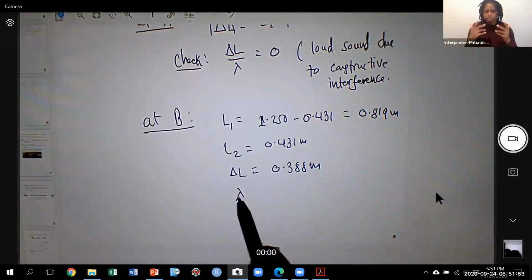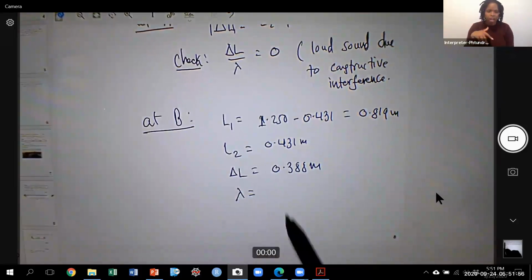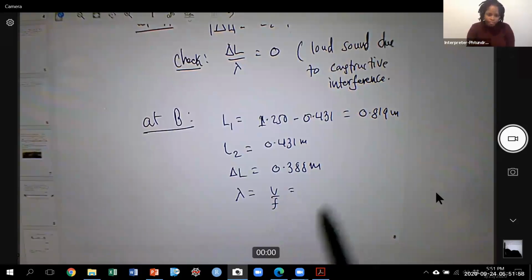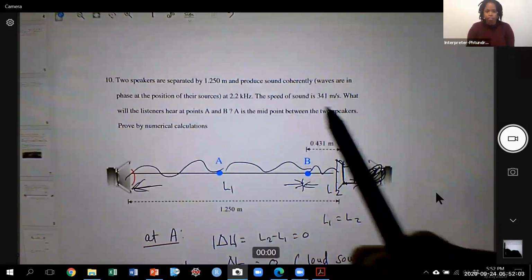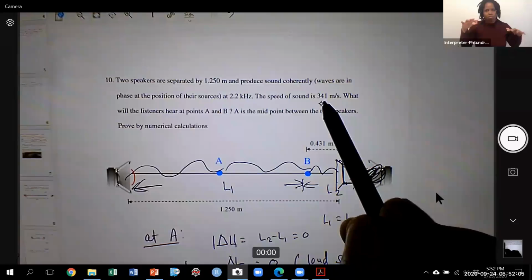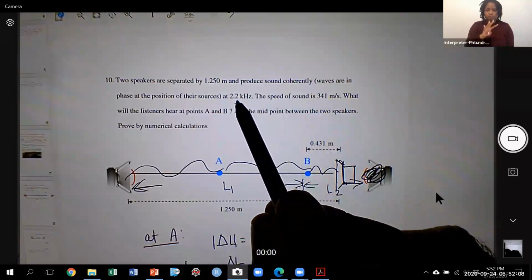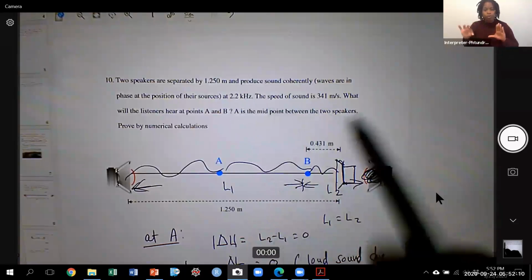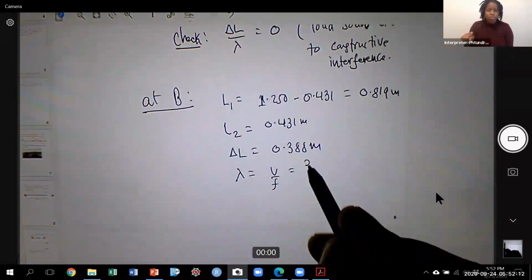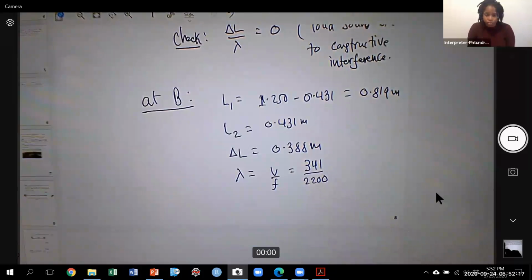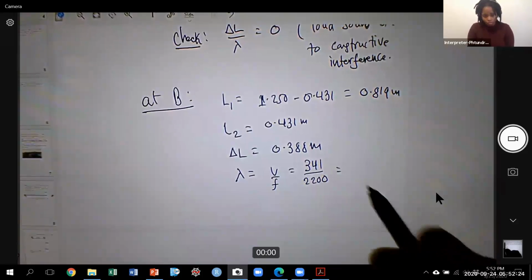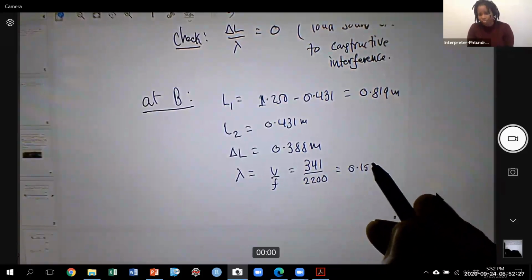The next information you need is lambda. Lambda is V over F, right? And this is a sound wave, we're talking about the sound wave. The velocity of sound, it says to use 341, and the frequency is 2.2 kilohertz, but it must be in hertz. So 341 divided by 2200. That's going to give you 0.155, right?